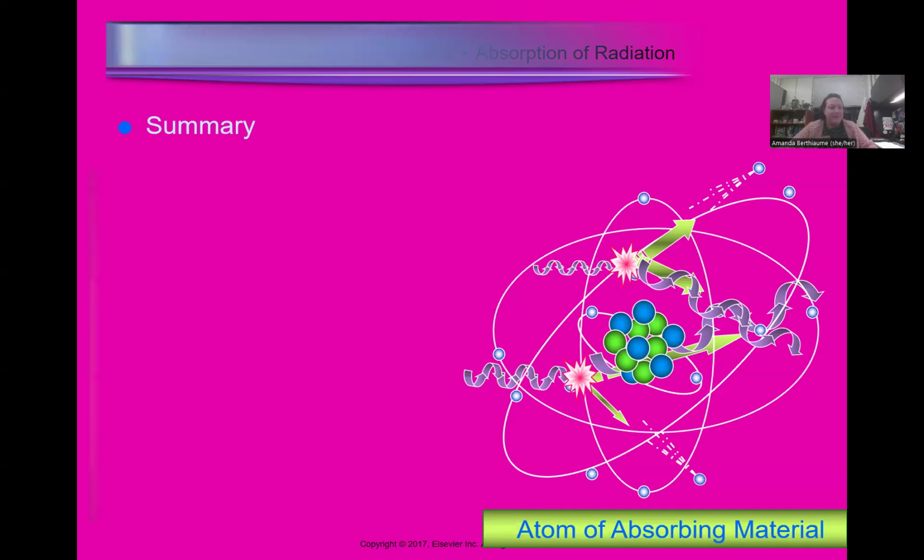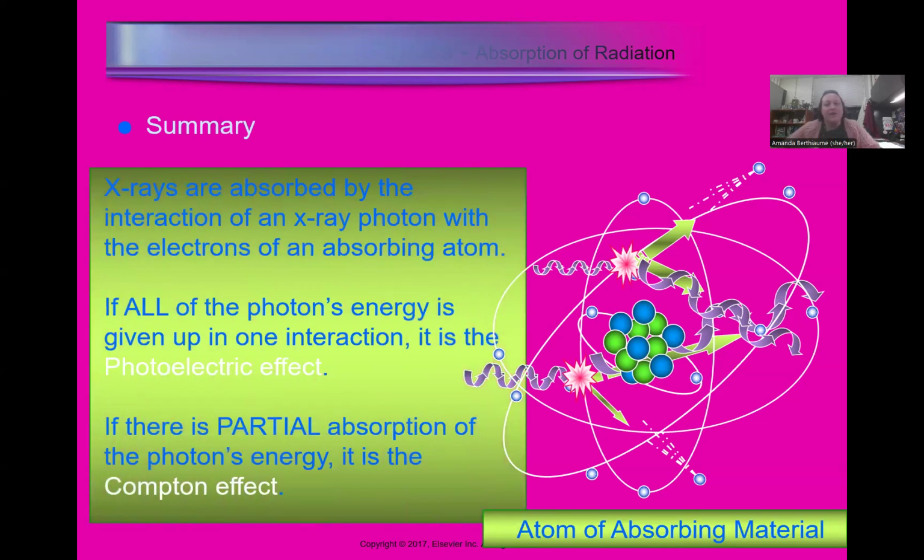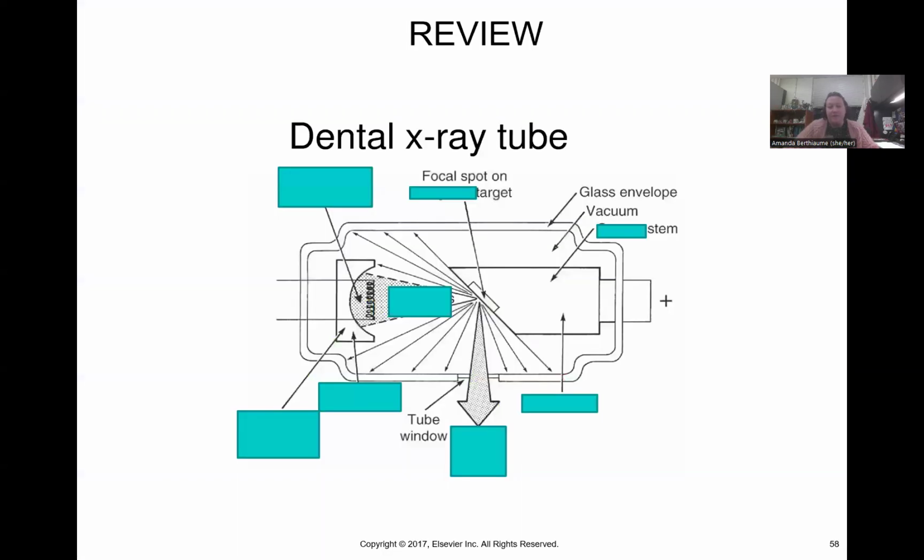In summary, the X-rays are absorbed by interaction with the X-ray photon. All the photon's energy is given up in one interaction, and it's called the photoelectric effect. And there's partial absorption. If there is partial absorption, it is Compton scatter. So there are those 4 different ways of radiation interaction. Either it passes through, nothing happens. It connects, and a shell is scattered off. It connects and is absorbed completely, or it connects and it's driven off of its course.